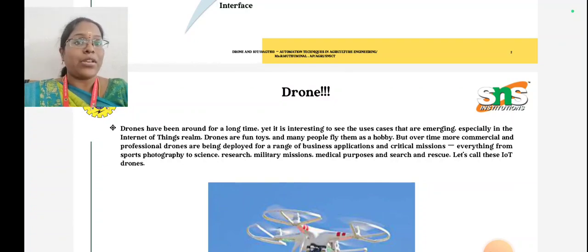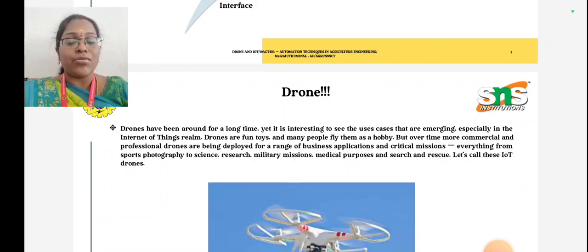Drones have been around for a very long time, and it is very interesting to see the users. Initially we were using them only for capturing videos, for aerial photography, but nowadays we have applications in a number of varieties, such as the Internet of Things. Drones were initially used as fun toys and many people used them as a hobby, but nowadays they are being used as critical mission and business application units, as professional drones, which help them to do their work in an easier manner.